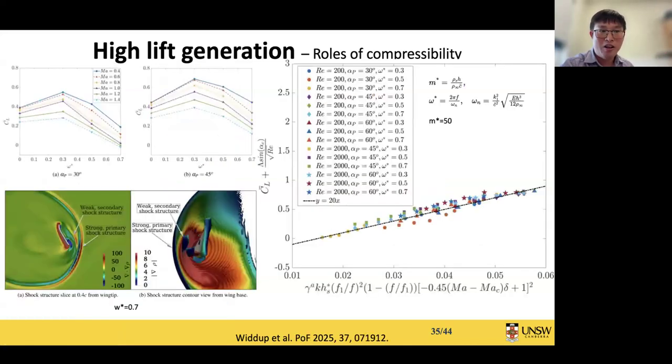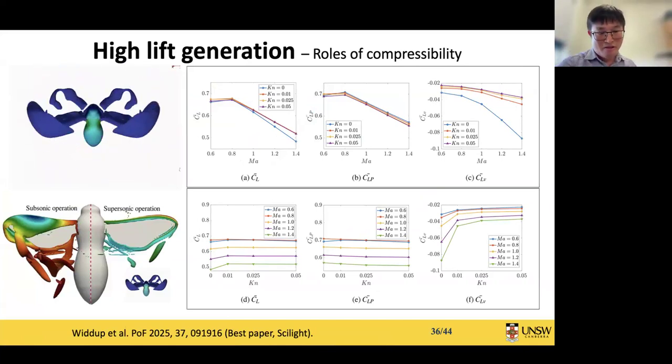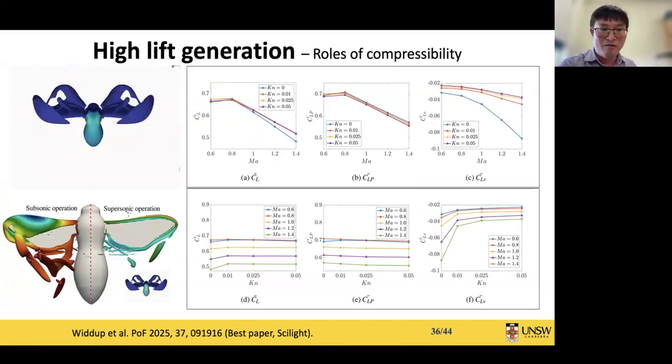Okay, and a similar conclusion can be applied to flexible wings. For flexible wings, there's a new phenomenon because of the elastic motion. Okay, so we observe a secondary shock wave here, if you look carefully. It has a negative contribution to the lift generation. And when we consider the whole insect here, we observe quite a similar thing.